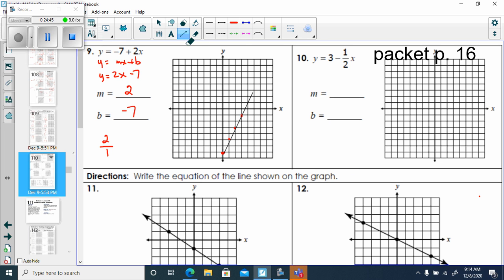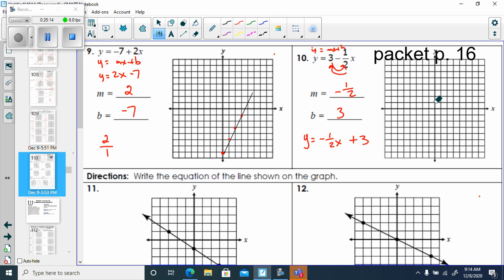How about number 10? Okay, same situation. See, I need this to say y is equal to mx plus b, but these are in the wrong spot. So let's turn these around. Y is equal to negative 1/2 x plus 3. See, I swap spots with those. My b is 3. My m is negative 1/2.